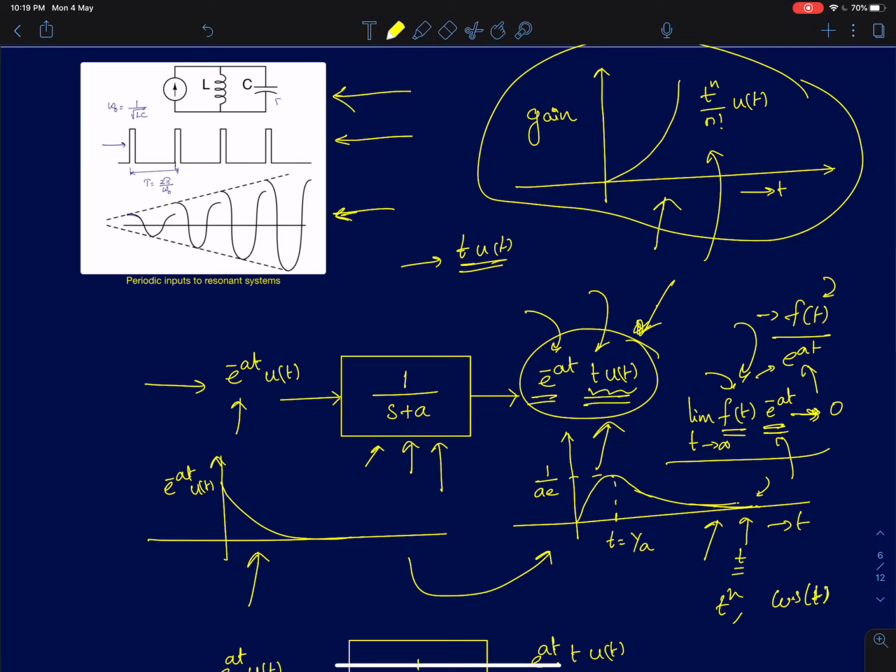So if you feed a decaying exponential signal, eventually the output will also be 0, but you should keep in mind the system is actually offering you an infinite gain. But since the input itself is 0, the output will also go to 0.